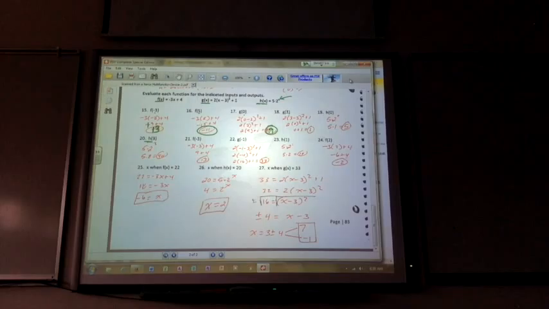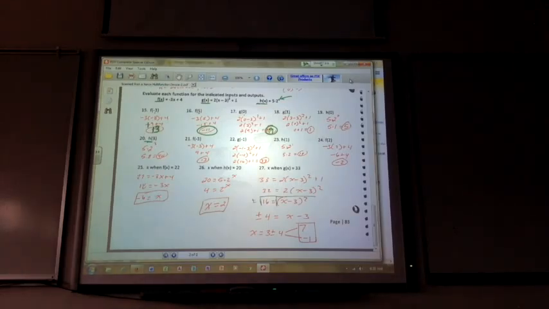Number 23, am I using the first, second, or third equation? Third. Why is the third? Because we're using H. Okay, so I'm taking 1 and plugging it in for x. So I have 5 times 2 raised to the first. 2 to the first is 2. 2 times 5 is 10, and there you go.